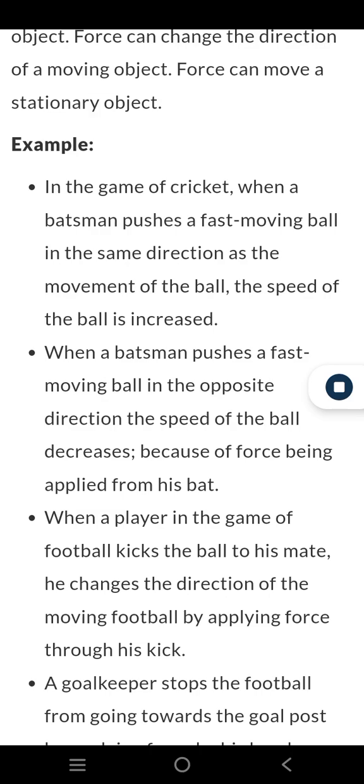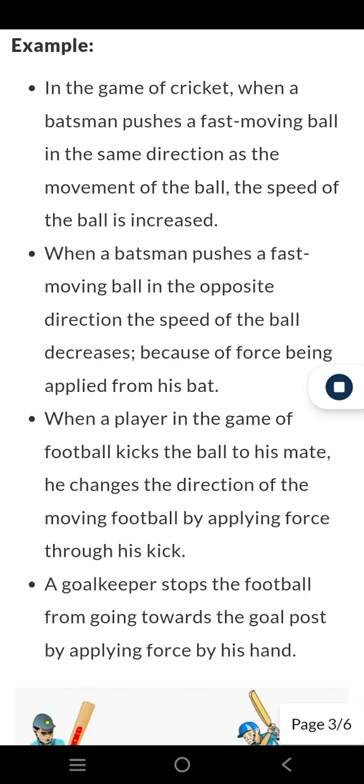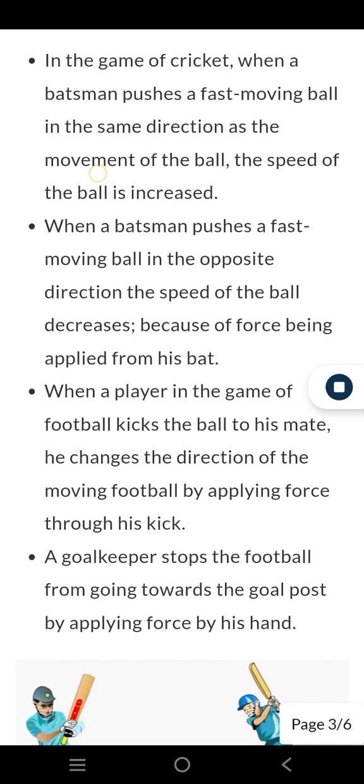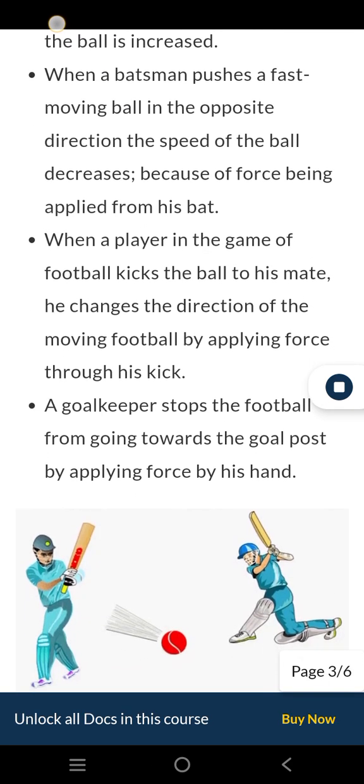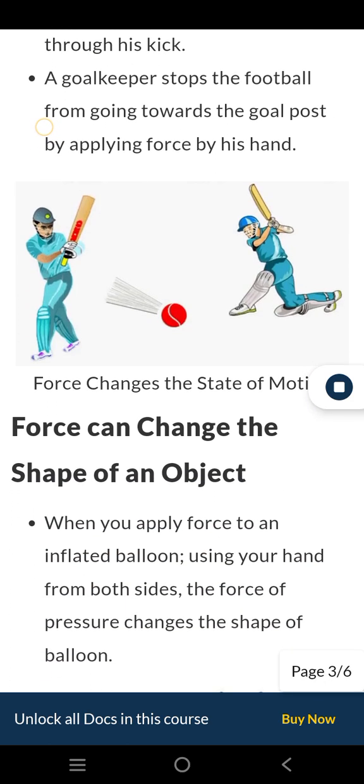When a batsman pushes a fast-moving ball in the opposite direction, the speed of the ball decreases because of force being applied from his bat. When a player in the game of football kicks the ball to his mate, he changes the direction of the moving football by applying force through his kick. A goalkeeper stops the football from going towards the goal post by applying force by his hand. Force changes the state of motion.